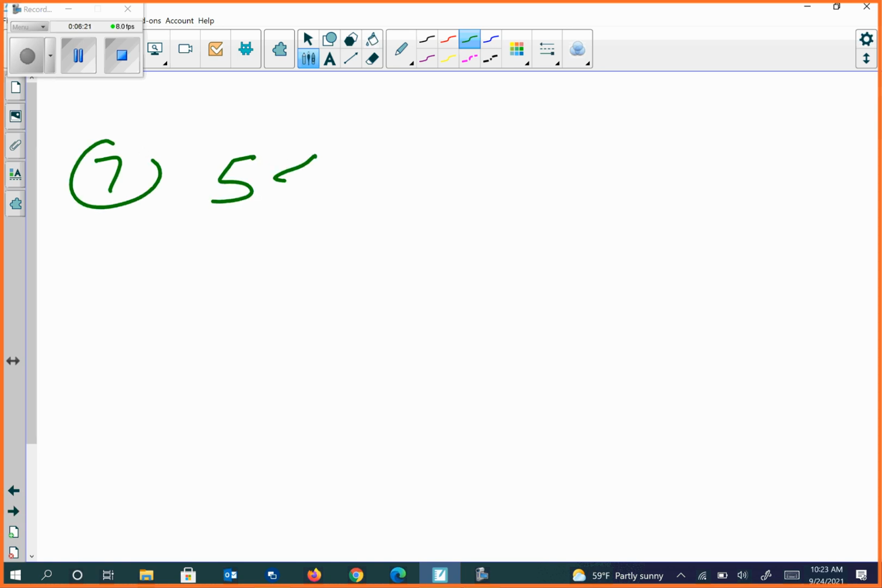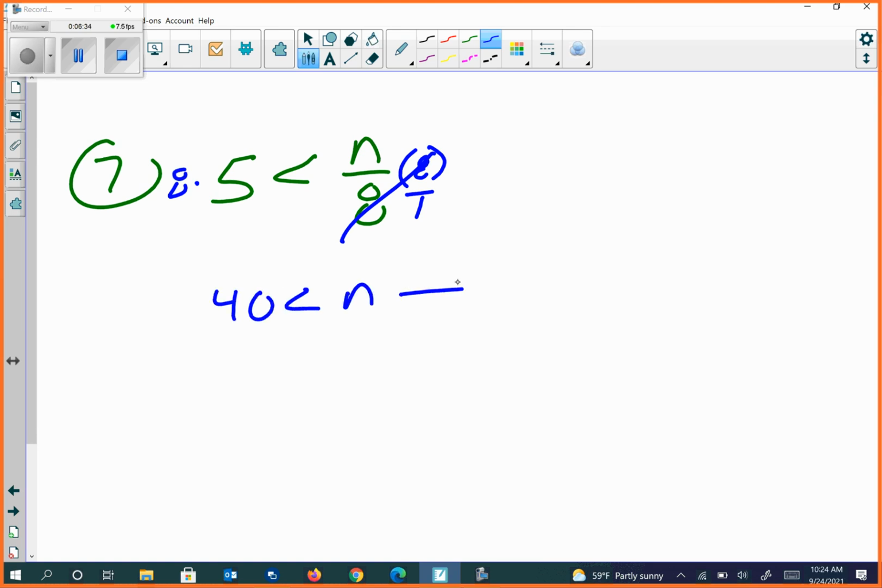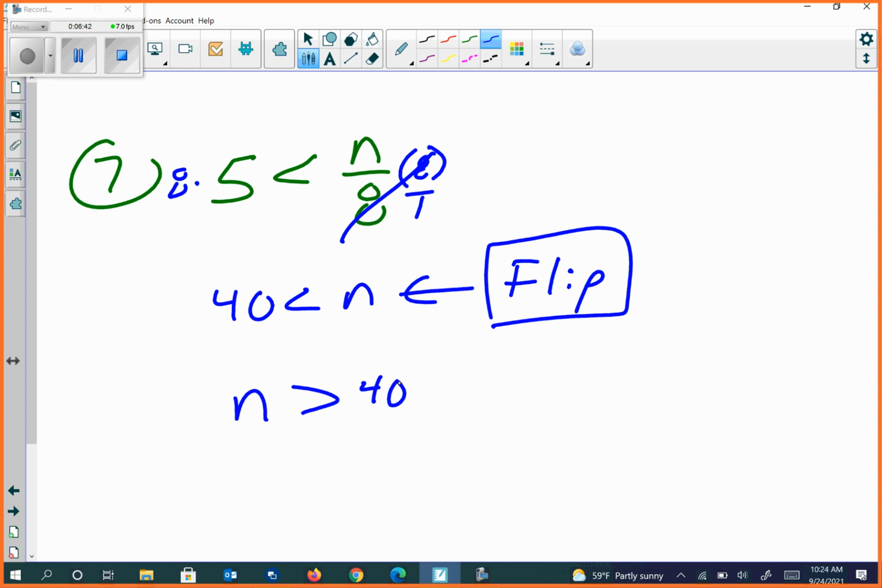So I get 5 is less than n over 8. All right, so let's get n by itself. I'm going to multiply both sides by 8 over 1, or just 8. So those cancel. So I get 40 is less than n. At this point, I would flip the whole thing over. Now, the sign did not flip because I multiplied or divided by a negative. I just flipped it over. So now my interval notation, I want values bigger. So it's 40, round bracket to infinity, and we're done.